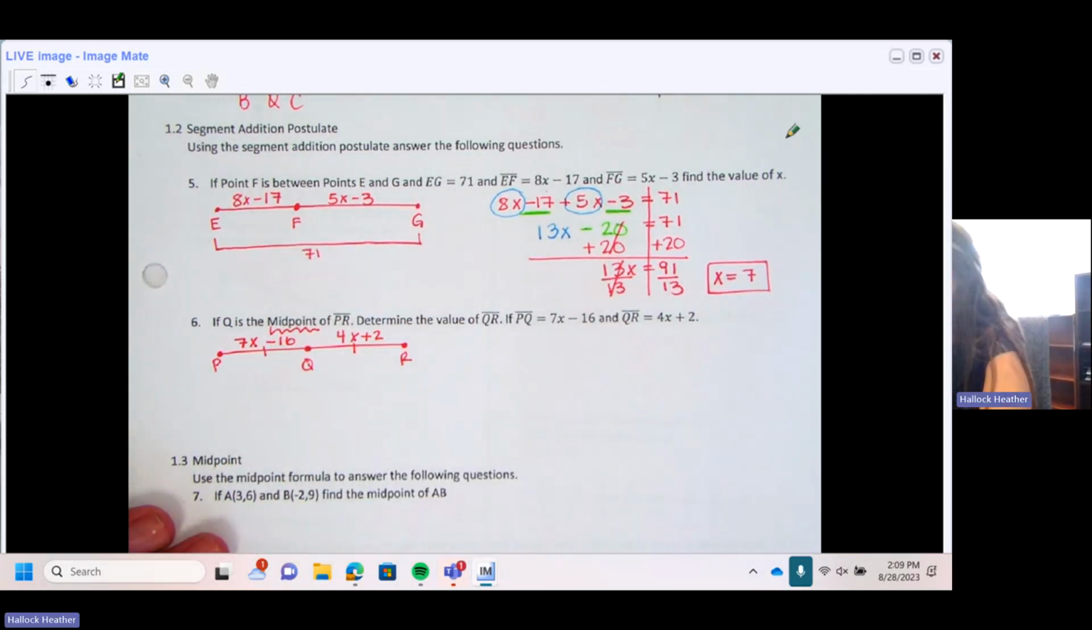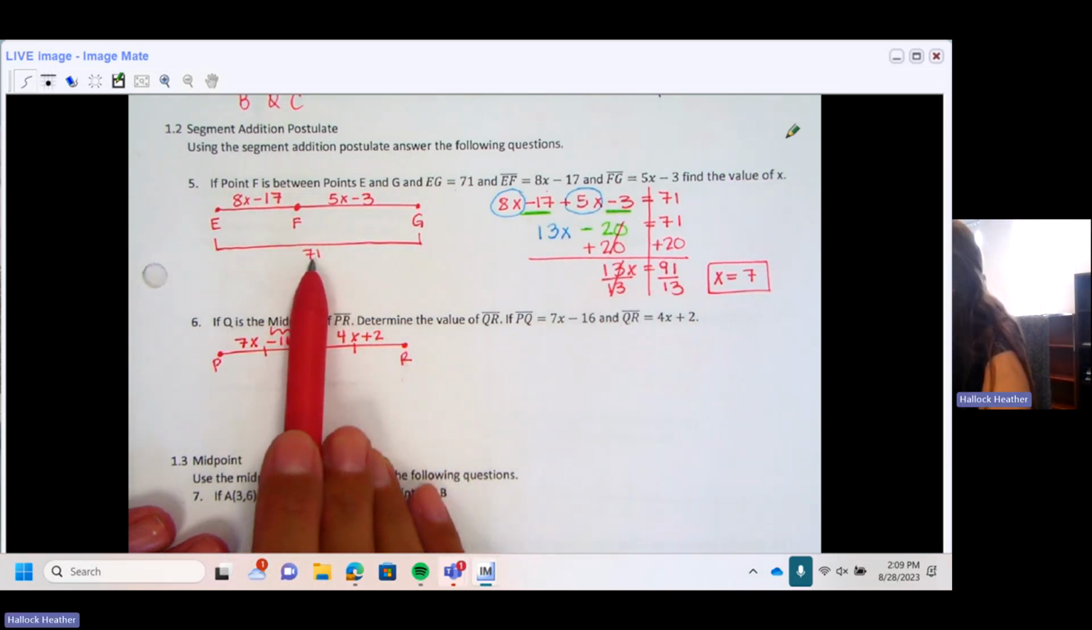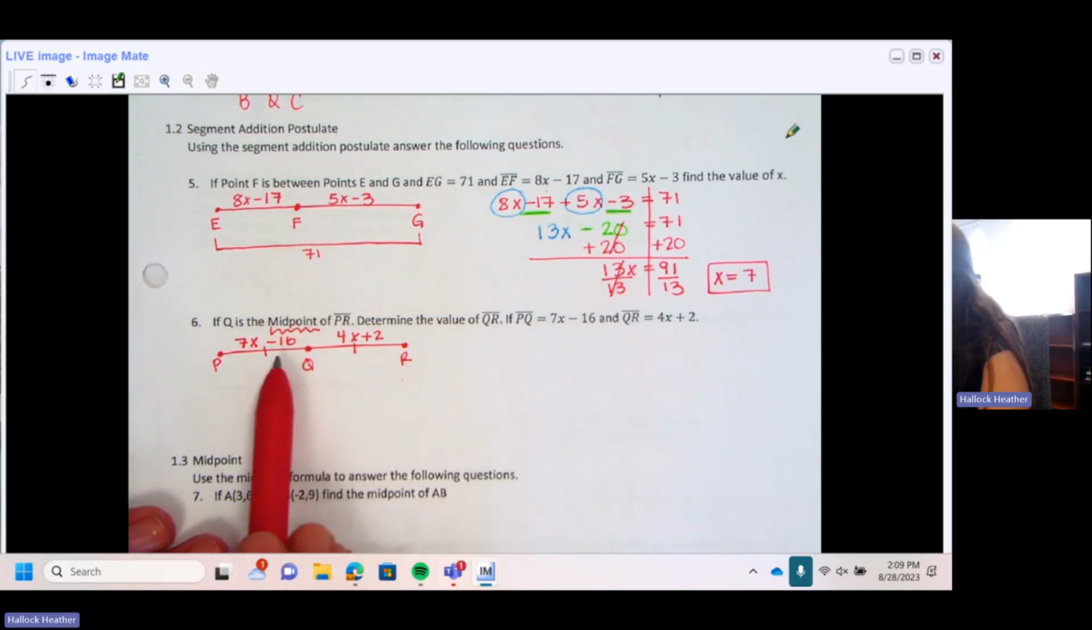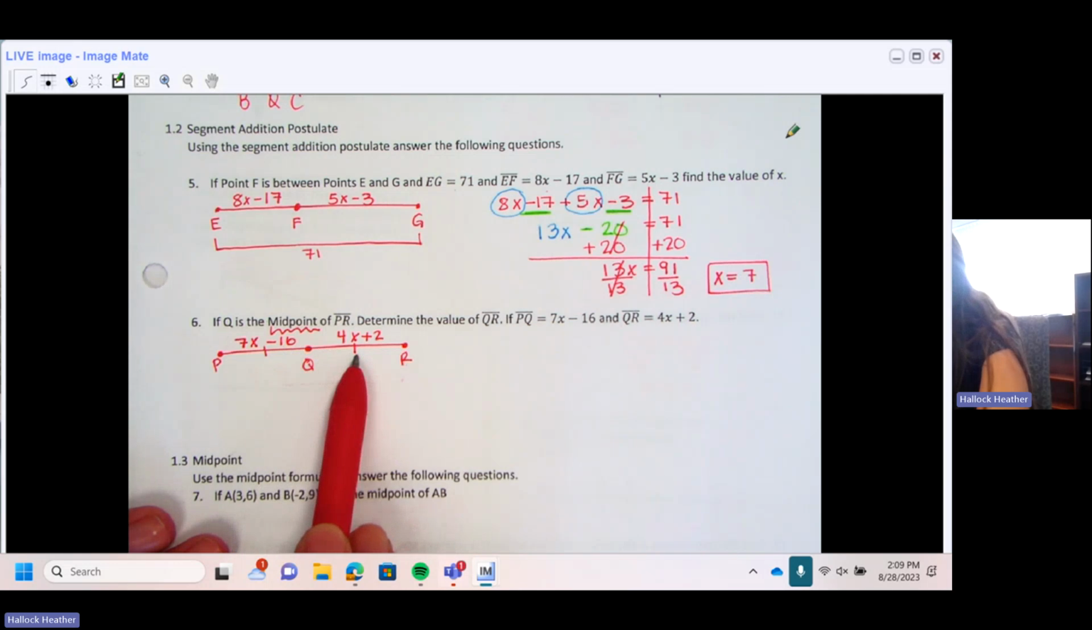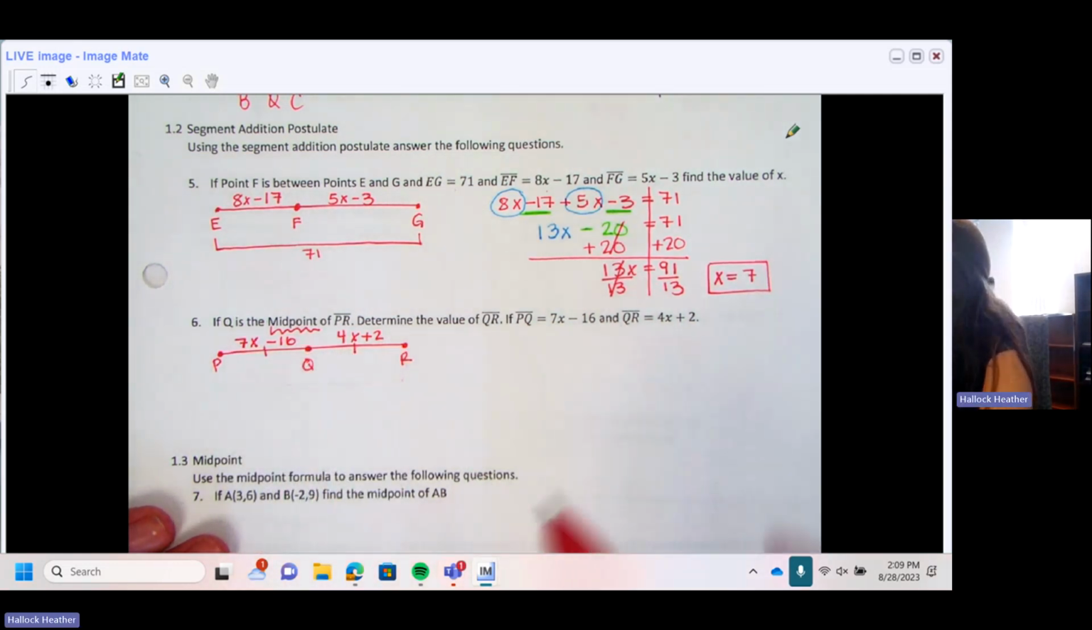Since they're congruent, I cannot do piece plus piece equals whole. I don't know the length. So I cannot do it the same exact way as this one. I knew it was equal to 71. But in this case, I know that they are congruent. They are equal to one another. So I'm going to put piece equals piece because they are the same.